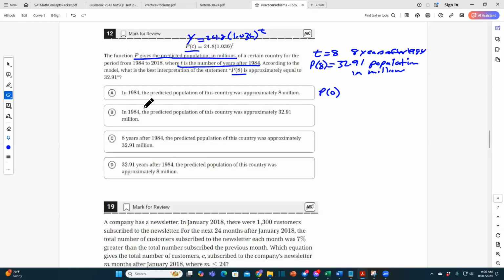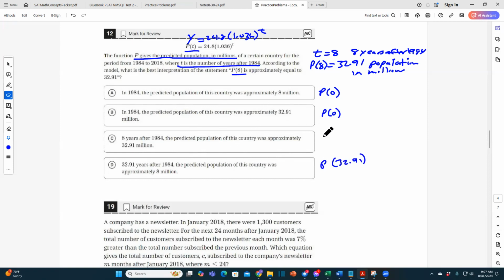B says in 1984, the predicted population of the country was approximately 32.91 million. Again, 1984 correlates to a t value of 0. Look at D, 32.91 years after 1984. That would have been P of 32.91, where t was 32.91, so that's not right.